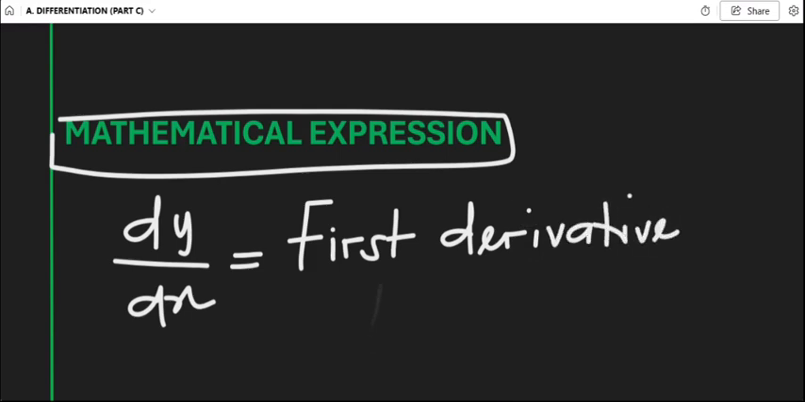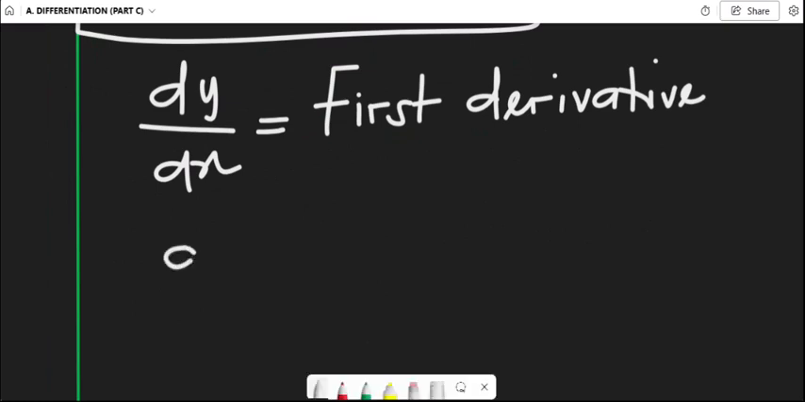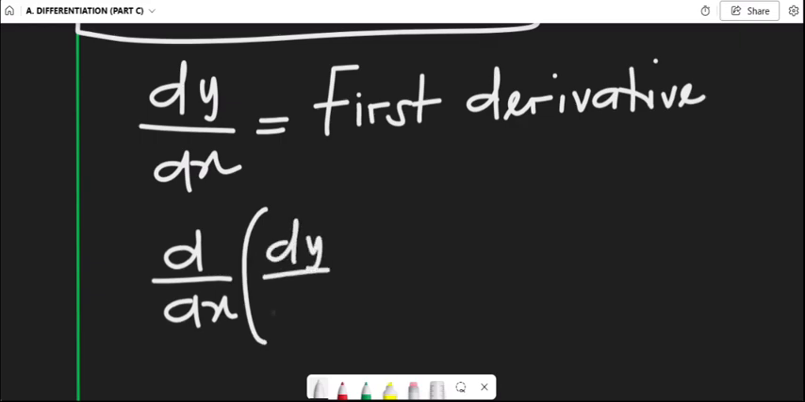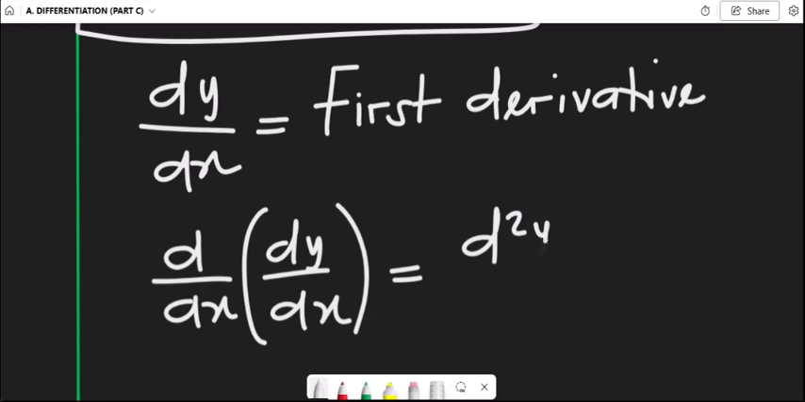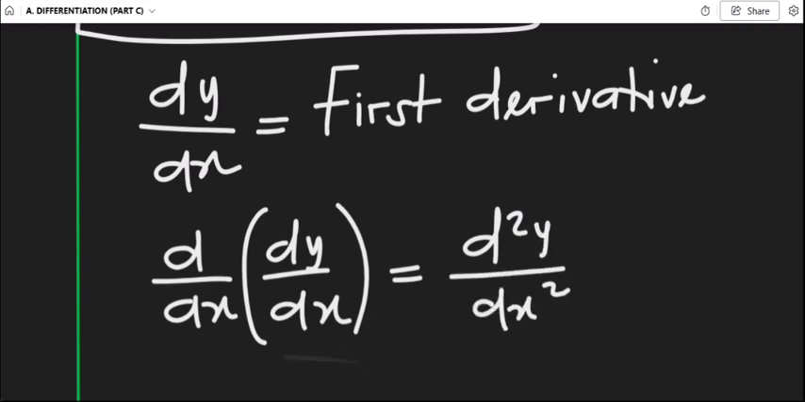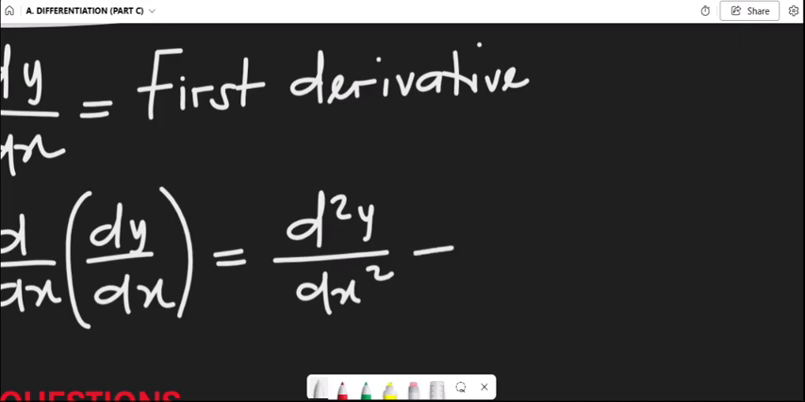And if I derive this again, meaning that I'm going to have d over dx with respect to dy over dx, this is going to result to us d squared y over dx squared. So in this case, it's called second order, or sometimes second derivative.